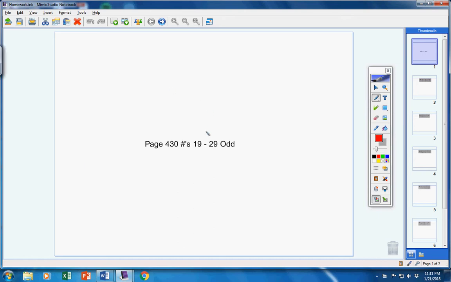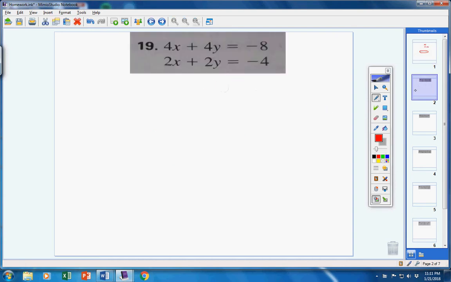Numbers 19 through 29 odd. Remember, for the first three, I want you to use the substitution method, and for the last three, I want you to use the linear combination method, okay? So here we go, number 19, the substitution method.